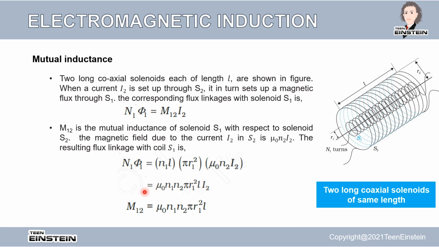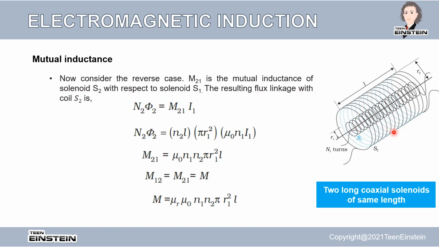So if you compare this equation with this, if you remove I2, then it gives you M12. So from this we can conclude M12 equal to mu0 n1 n2 pi r1 squared into L. So what is this M12? It is the mutual inductance of S1 with respect to the solenoid S2.